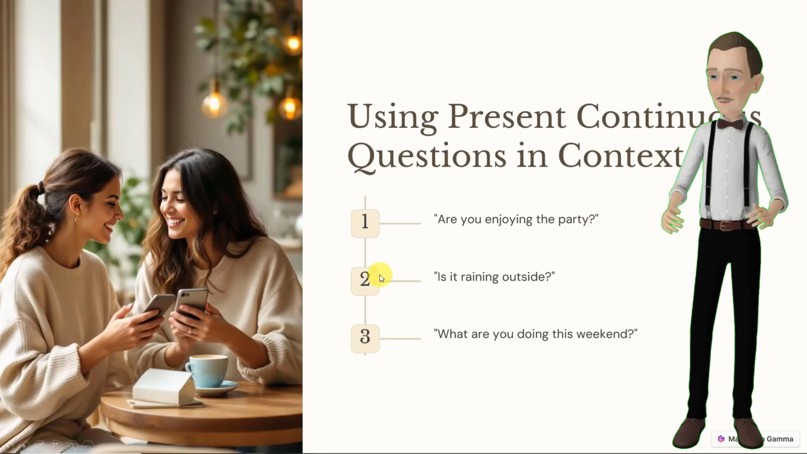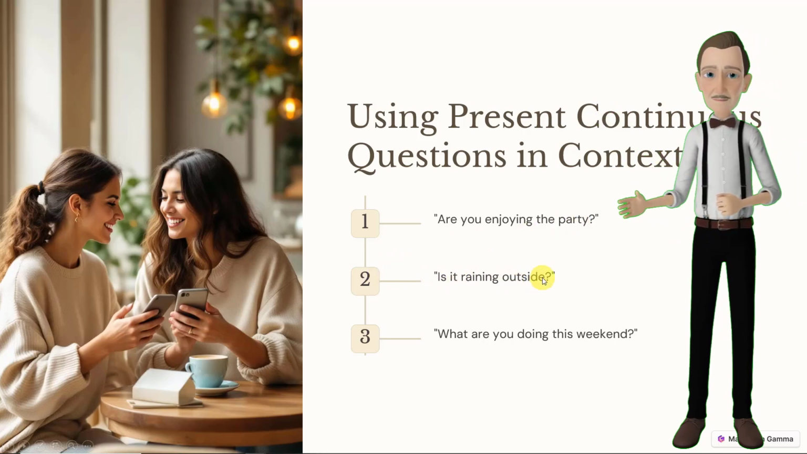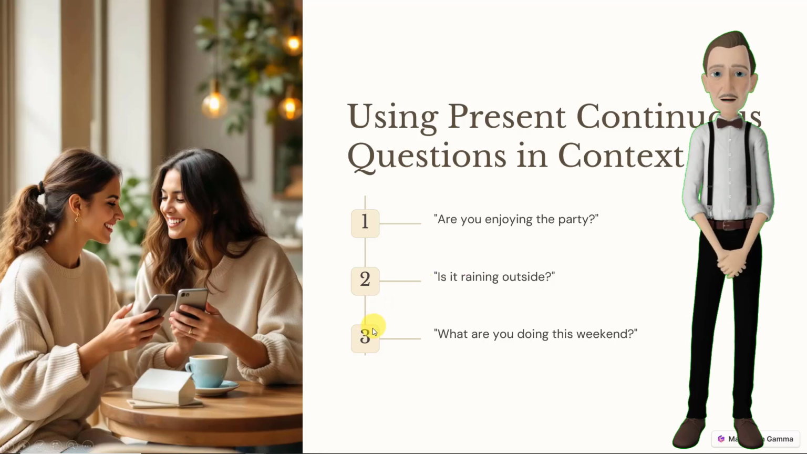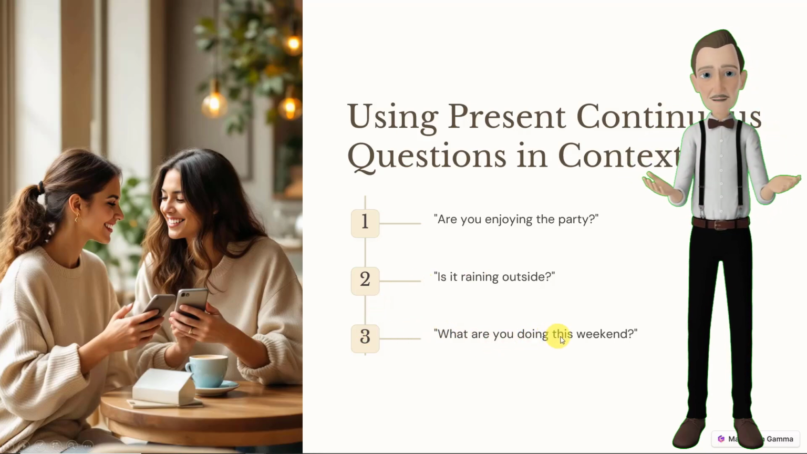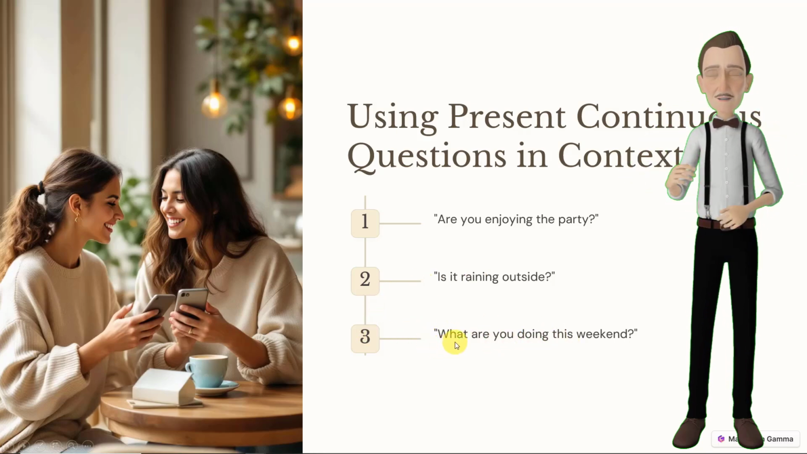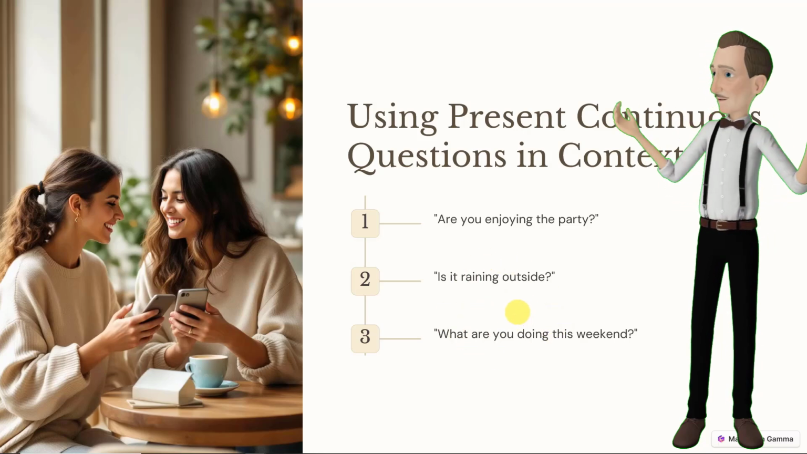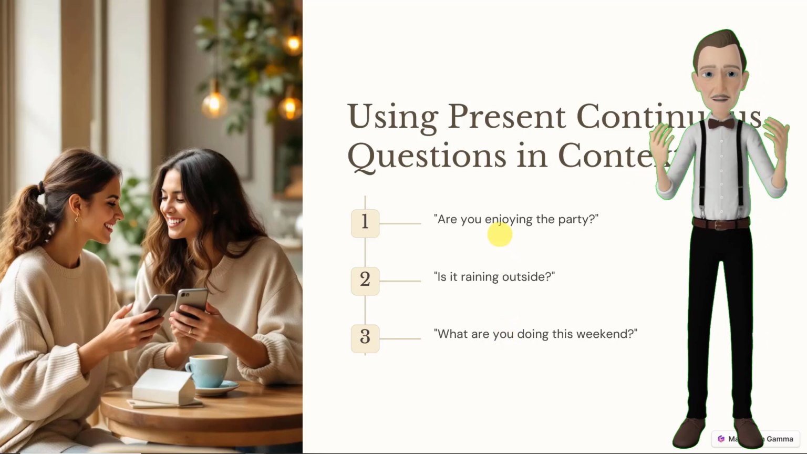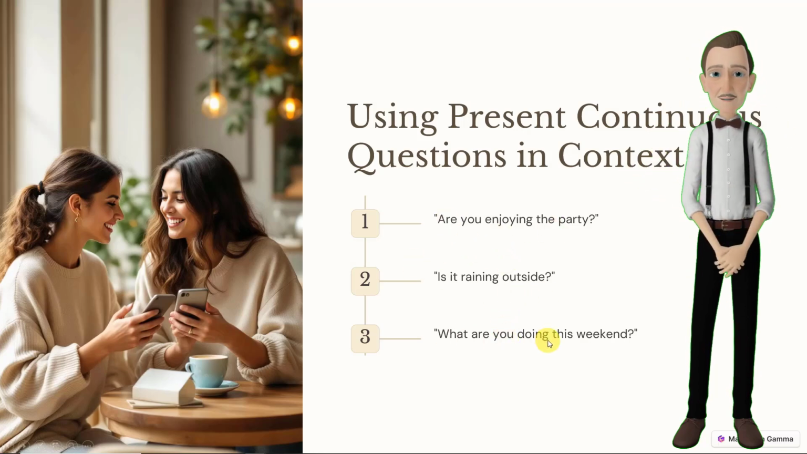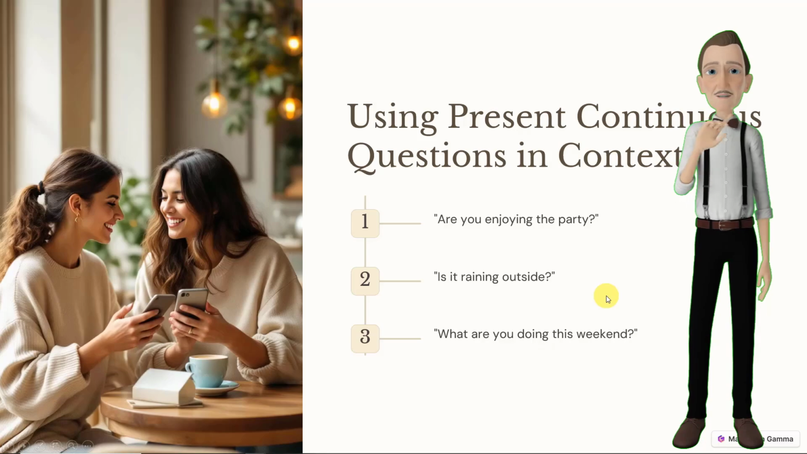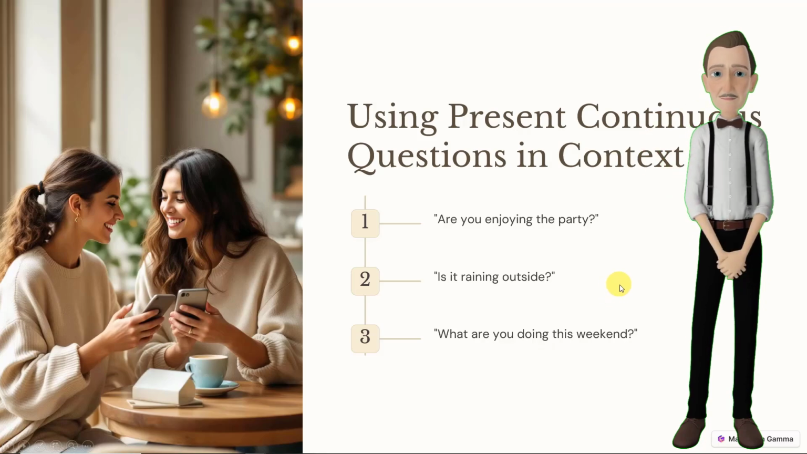Second one, is it raining outside? Third one, what are you doing this weekend? Or what are you doing tomorrow? What you'll be doing next week, next year, whatever the case might be. There are many other questions that you can have a look at. These are just the three basic ones, and I'm quite sure that if you can do this and you understand this, you'll basically be able to answer and ask any question in the present continuous tense.